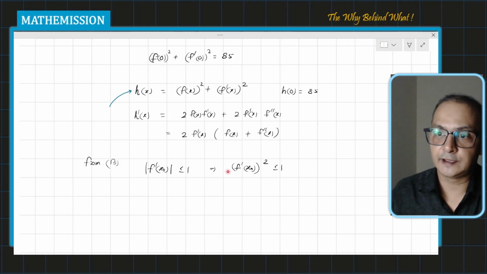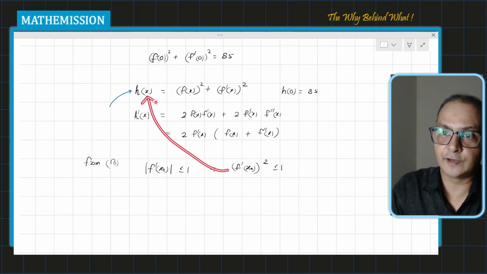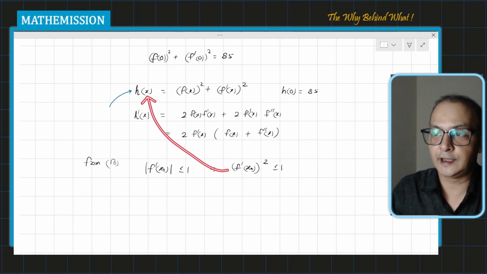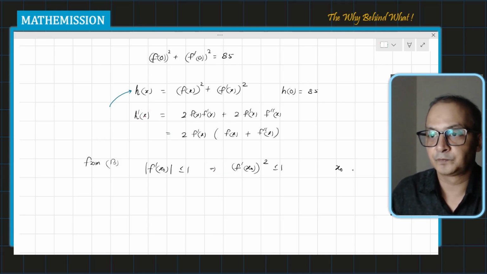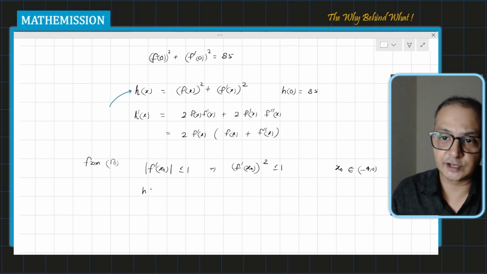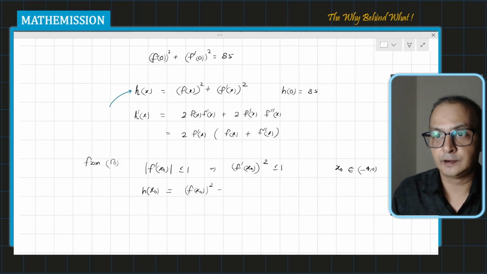Now notice, if I want to find the h(x) value at x naught, and that x naught lies between -4 and 0, for the convenience I've taken here. So what will happen in this situation? Let's say I'm taking h(x naught). So h(x naught) will give you f(x naught) squared plus f dash(x naught) squared.